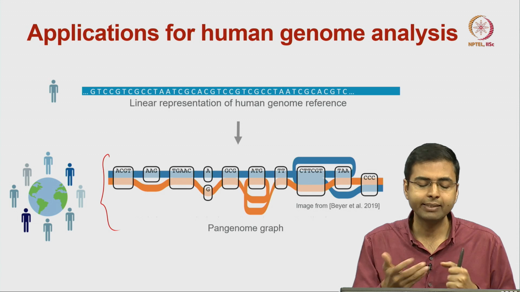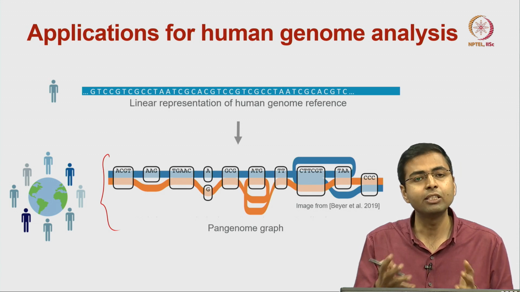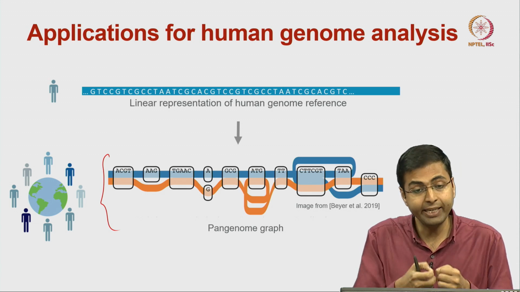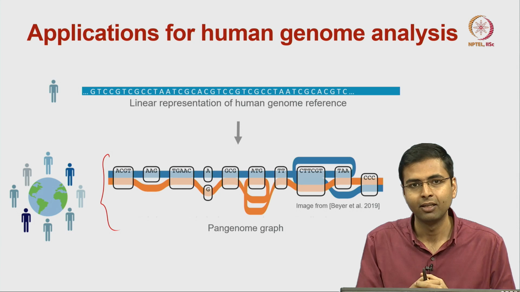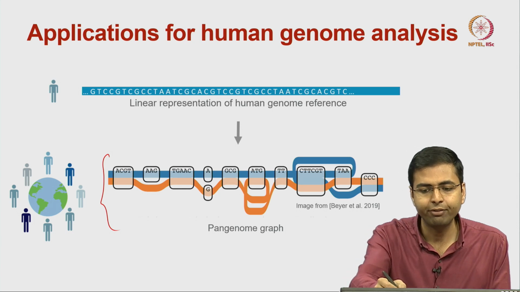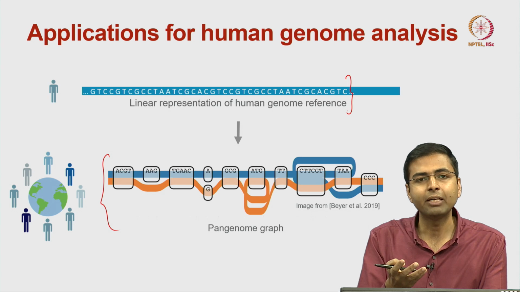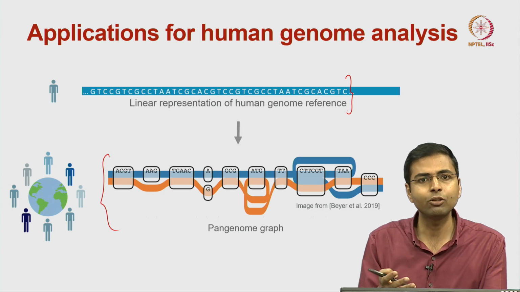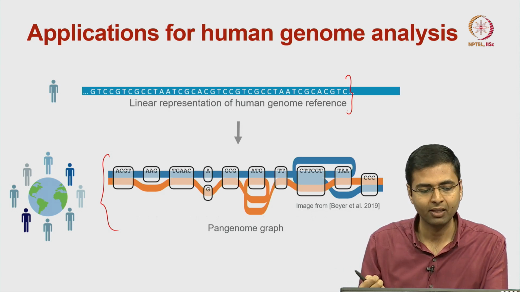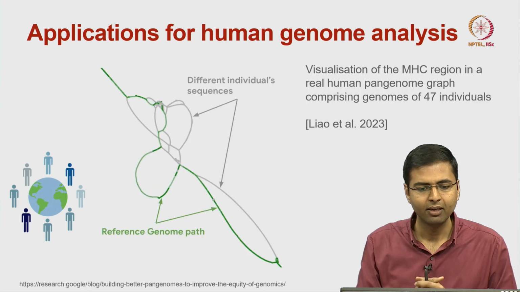Now, this also makes sense because ideally a reference genome should represent the complete diversity of human populations. In some sense, if the reference genome is primarily derived from, let us say, a single individual, then we are biasing the genome analysis of all the target samples. So, this is an active research topic.